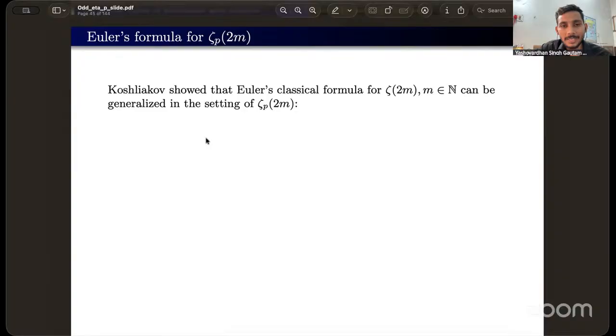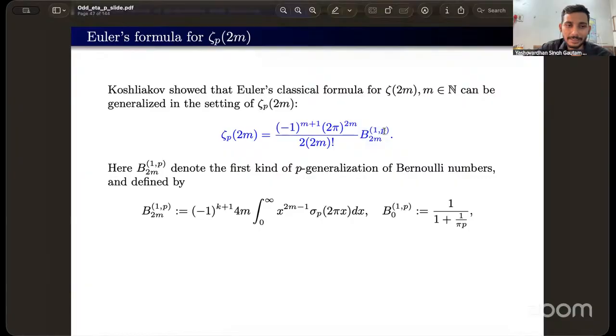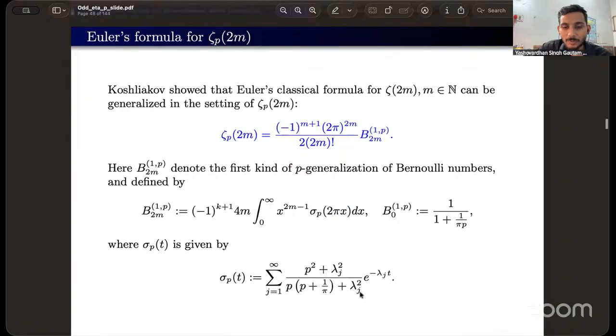So Koshliakov himself in his manuscript proved the analog of Euler's formula for the zeta P case. He proved that zeta P of 2m is defined in this form. Here we have Bernoulli numbers that depend on P, and we call them Bernoulli numbers of type 1, or kind 1, or we can say the first kind. These Bernoulli numbers are defined as an infinite integral in this form. Here the sigma P function is defined as an infinite sum of fractions of polynomials in P times e to the power minus lambda j t.